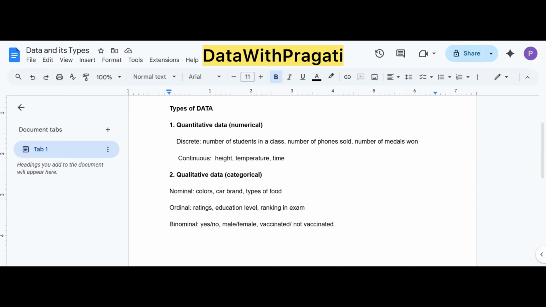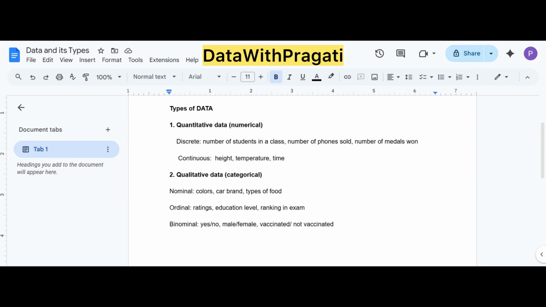Next is ordinal data. This is data that has order or ranking, but the gap between values is not fixed. For example, ratings. Ratings can come as excellent, good, fair, poor. Education level, first class, second class, third class. It cannot be first, second, then fifth, and then third, right? Rankings in exams. Here we know the order, but not the exact difference between them.